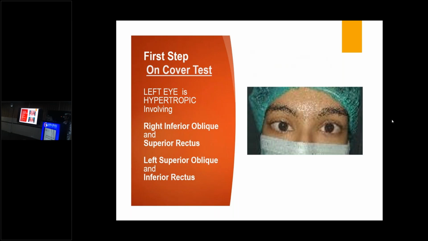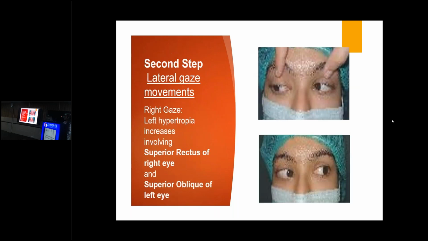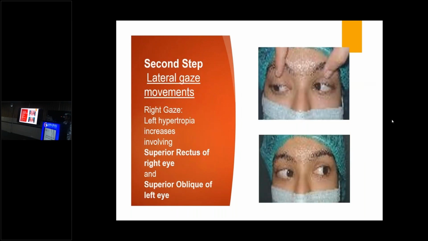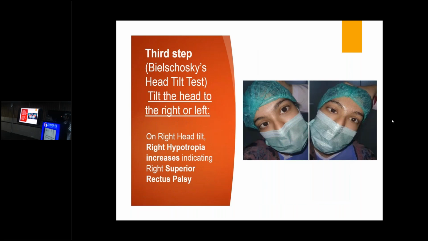In the second step, the patient is asked to look to the right side and the left side on lateral gaze movements. On the right gaze, we can notice the left hypertropia increases. That means it might be involving the superior rectus of the right eye or the superior oblique of the left eye. The third step is also known as Bielschowsky's head tilt test. The head is tilted to the right side and the left side. On right head tilt, left hypertropia increases, indicating right superior rectus palsy.